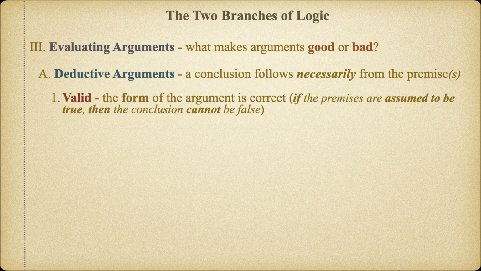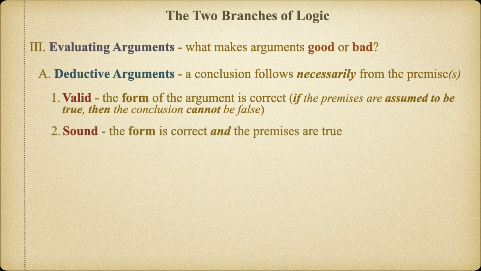Of course, our evaluation of deduction doesn't end with validity. That's really only the first step. If it turns out that we have a valid argument, one where the conclusion necessarily follows from the given premises, then and only then must we go on to ask, are the premises in fact true? If we have a valid argument that also has true premises, then we will say that that argument is sound. If the argument is valid but the premises are false, we would say that the argument is unsound.